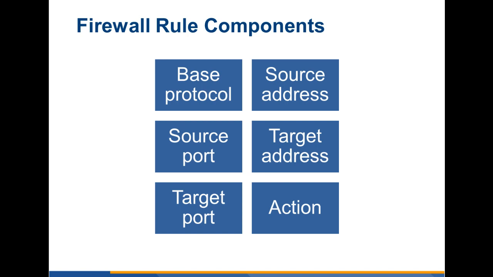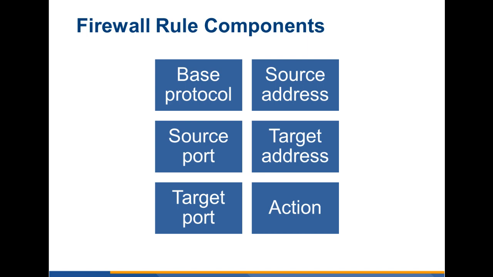Firewall rule components. You have a base protocol set as TCP, UDP, ICMP, or any other layer 2, 3, or 4 protocols. A source address set as a specific IP address, a subnet, a range of addresses, or any for all possible addresses. A source port set as a specific port, a set of ports, a range of ports, ports less than or greater than or any for all possible ports.